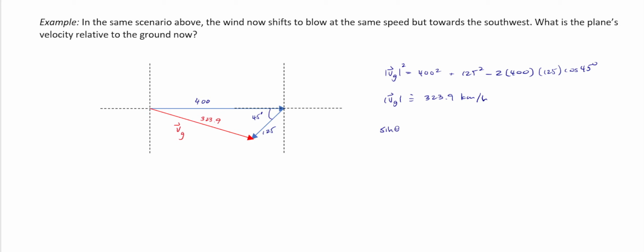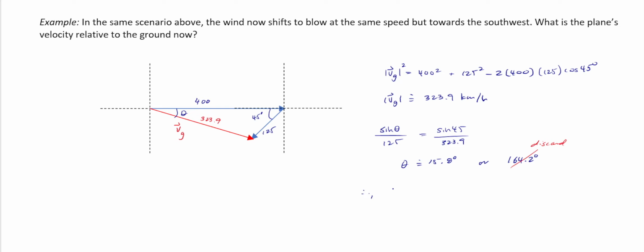I can determine its direction using sine law. So sine theta, and when I say theta, I mean this theta right here, over 125 is equal to sine 45 over 323.9. So theta is equal to approximately 15.8 degrees or 164.2 degrees. Again, recalling that if your theta is positive, that could mean it's acute or obtuse. I look at the diagram, and in this diagram, this 15.8 makes more sense than this one, so I'm going to discard this right here.